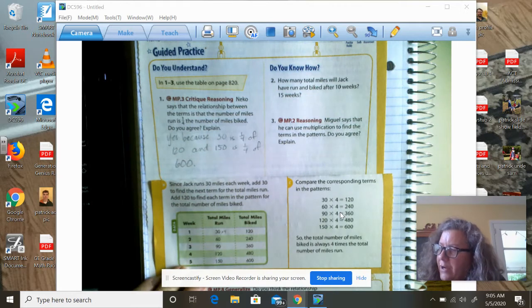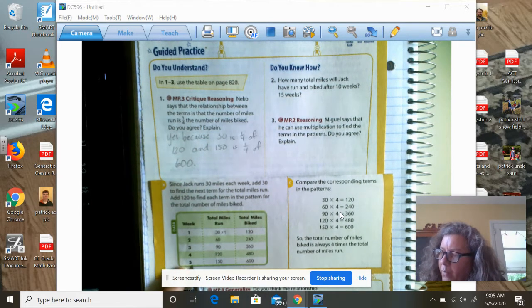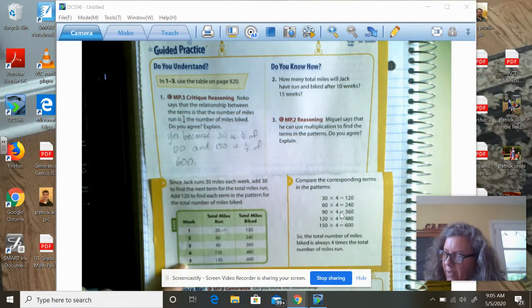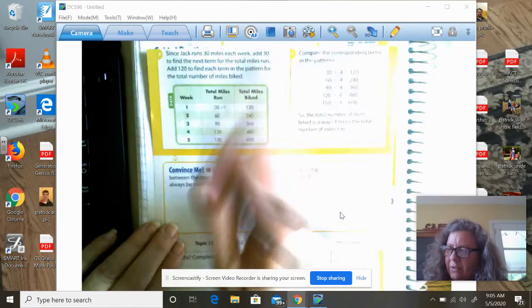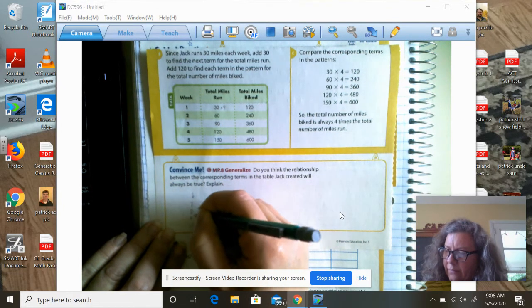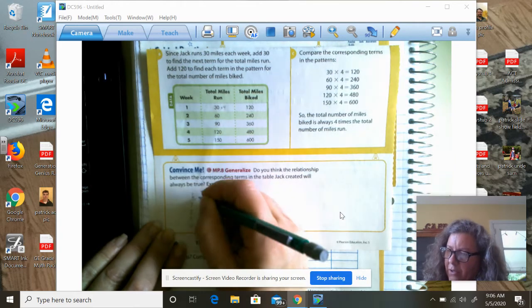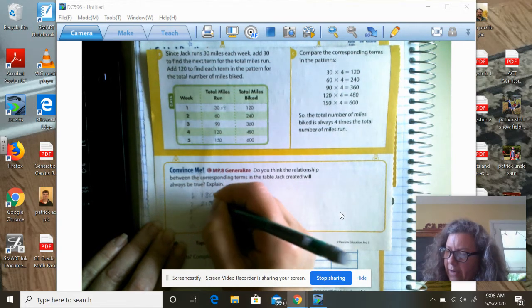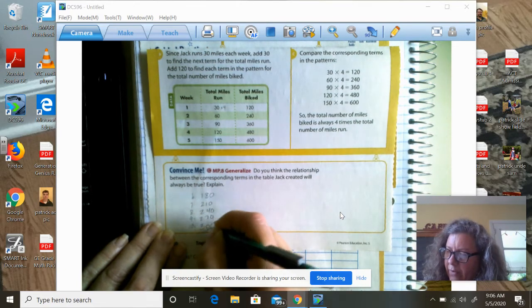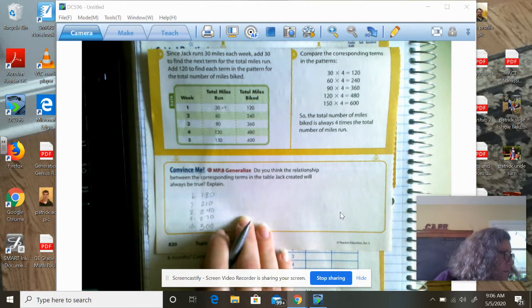How many total miles will Jack have run and biked after 10 weeks? We only have 5 weeks here. There's a really simple way of doing this, which I'll show you in a minute, but I also want to show you if we follow the pattern. We know that he's increasing by 30 each time. So if we continue our pattern, I'm just going to bring this up, 6, 7, 8, 9, 10. I'm going to add 30 each week. So 180, 210, 240, 270, 300, right? That's going to be the final answer for that one.